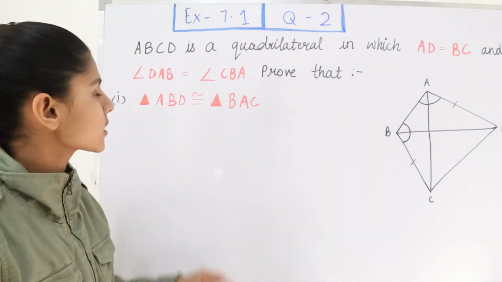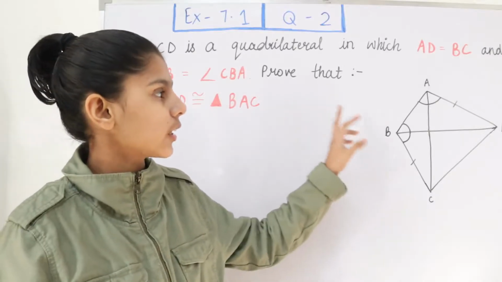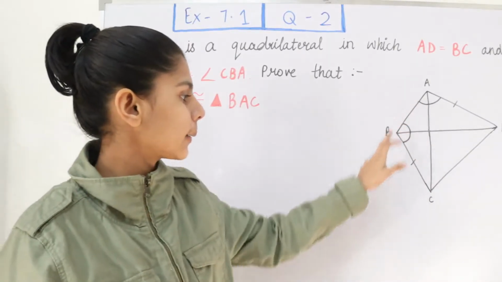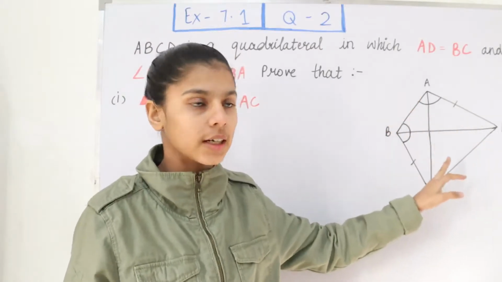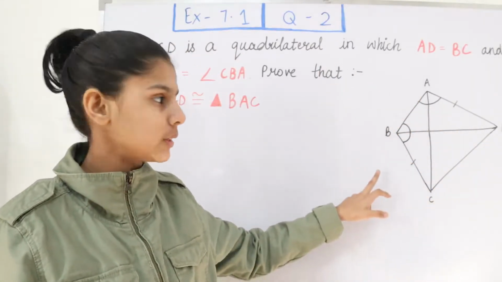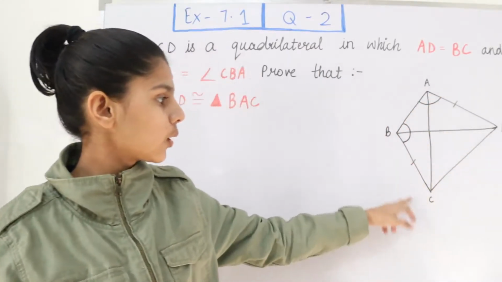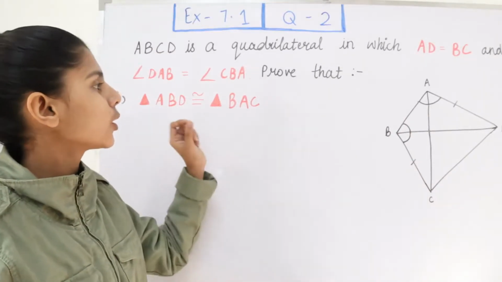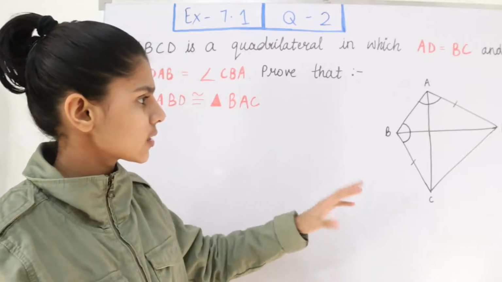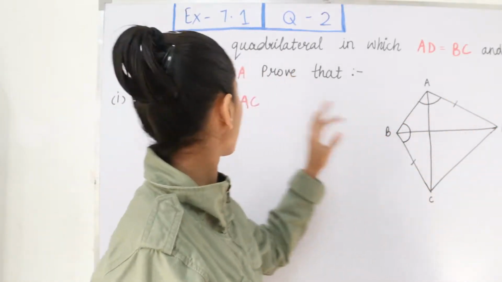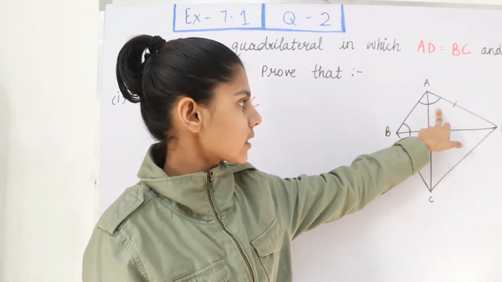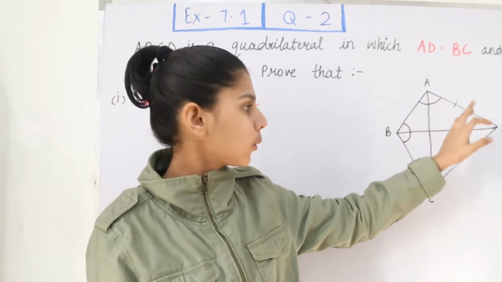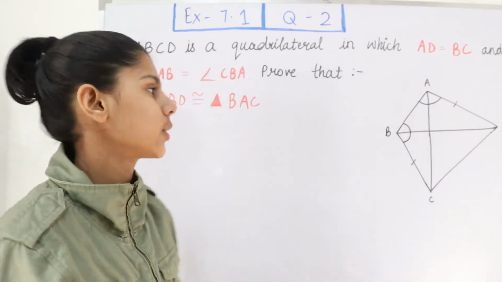So the question is, ABCD is a quadrilateral in which AD is equal to BC. As you can see in the figure, ABCD is a quadrilateral and AD is equal to BC. This line segment AD is equal to BC. Then angle DAB is equal to angle CBA. So you can see that angle DAB, this angle, is equal to angle CBA, this angle. So both these angles are equal and both these line segments are equal.